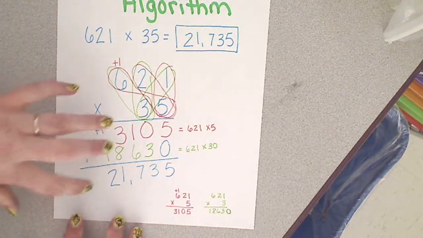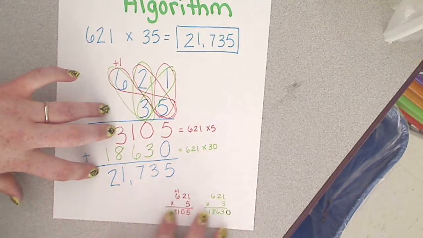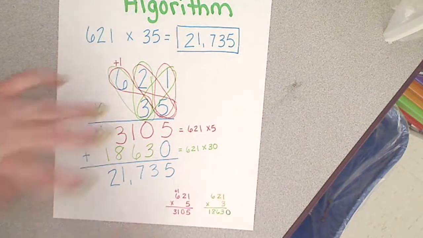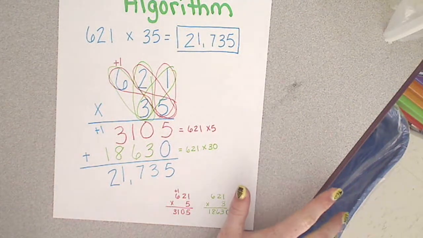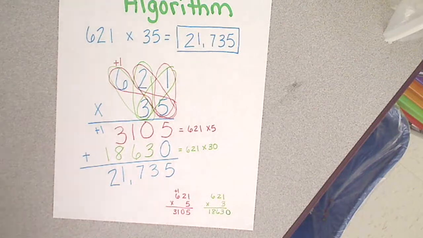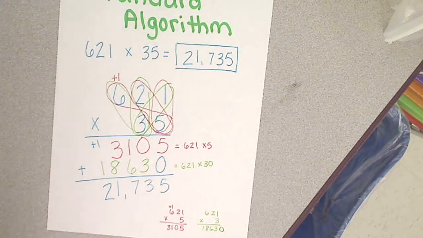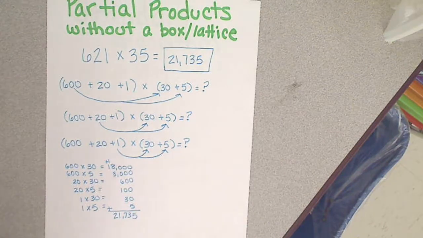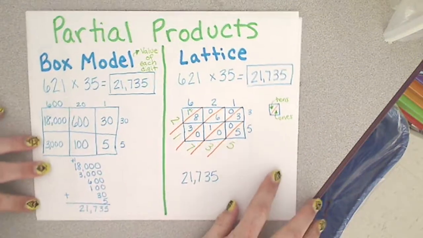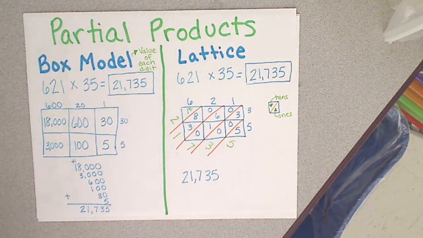So I hope that this now makes a little more sense when talking in these terms, because if you look at the partial products, it comes together a little easier. So those are the 4 ways that we are going to work with multiplication: standard algorithm, partial products without a box or a lattice, and our box model and lattice. And again, whatever way works for you. I am not going to get picky about which one you use.